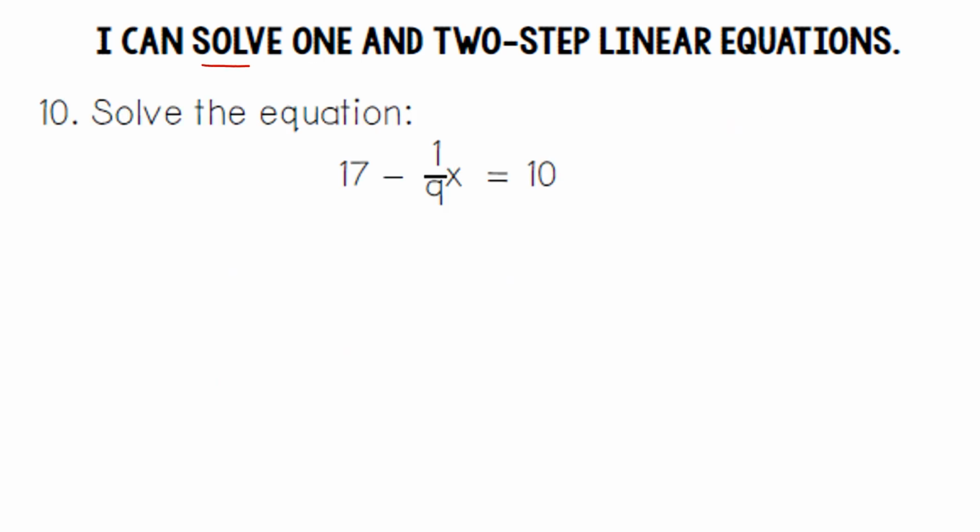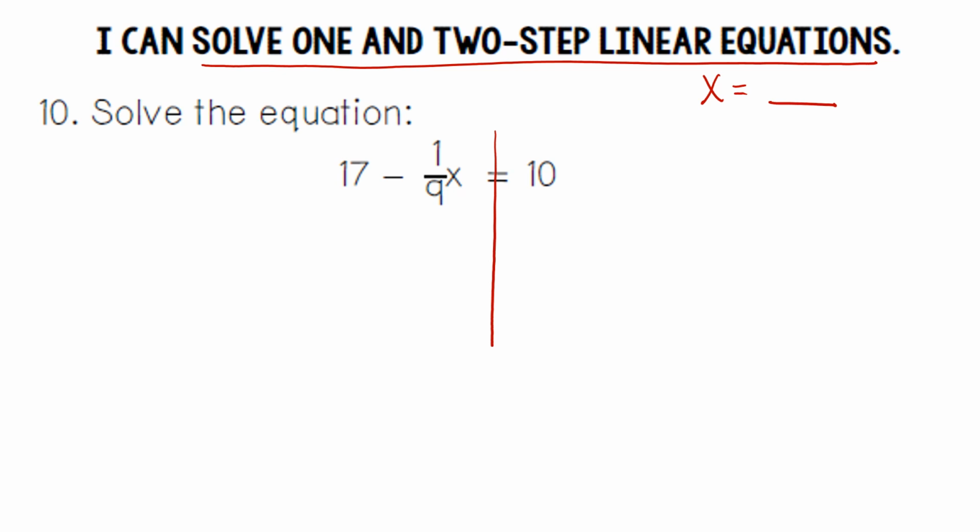For number 10, again, we're solving the equation. So that means we want our final answer to be x equals and then the value. So start by drawing your line down your equal sign. We split the two sides in half. The first piece that we're going to move is the piece without the variable. So you can see that 17 does not have the letter x and 1/9 does. So we're going to move the 17. Instead of 17, we do the opposite. We do a minus 17.